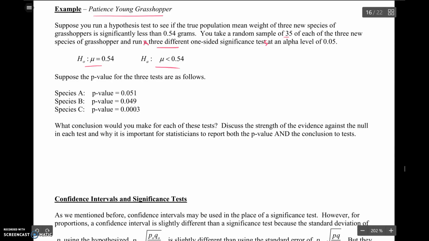So just kind of look at those p-values and think a little bit. We're running at an alpha level of 0.05. So first of all, what conclusion would you make for each of these? Well, this is bigger than 0.05, so we would fail to reject.